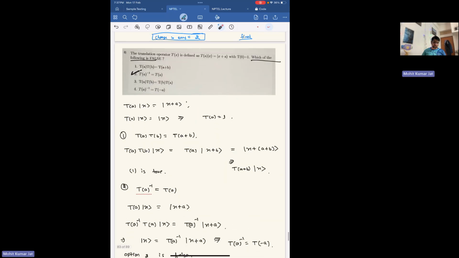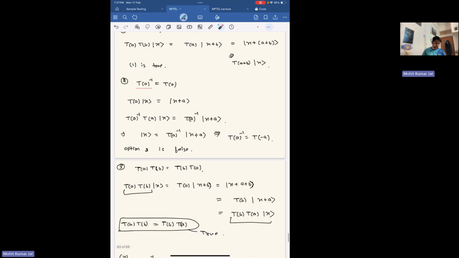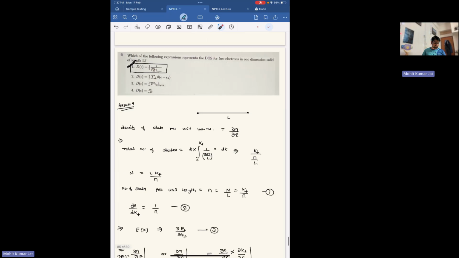The translation operator is given, T a, and we were asked which of the following is false. We saw that 1, 3, and 4 are true and the second is false, so the second is the correct answer for this question. In question number 9, which of the following expressions represents the density of states, we calculated it, and option number 1 satisfied it.